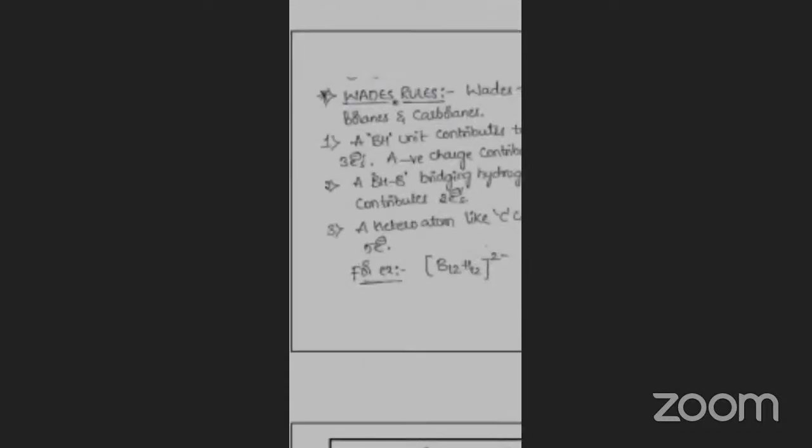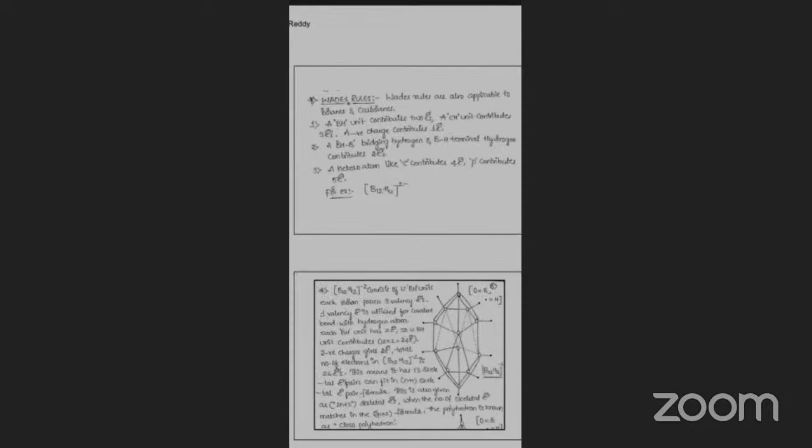Applicable the Wade's rule. ఇక్కడ ఏంటిది, ఒక BH unit contribute ఎన్ని electrons చూడండి. 1 BH unit contributes 2 electrons. A CH unit contributes how many electrons? CH unit contributes 3 electrons. PH unit contributes 3 electrons. A negative charge contributes 1 electron. A BHB bridge unit, and BH terminal unit contribute the 2 electrons. Okay, BHB unit ఉన్నా BH terminal ఉన్నా 2 electrons ని contribute చేస్తుంది.